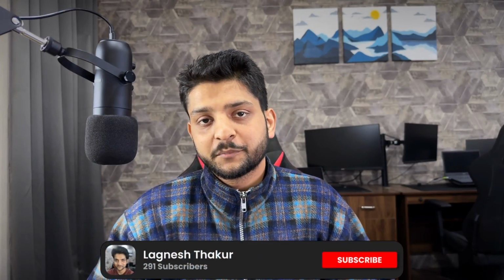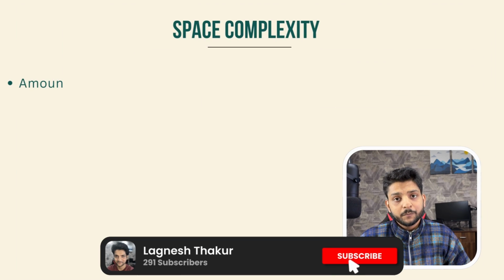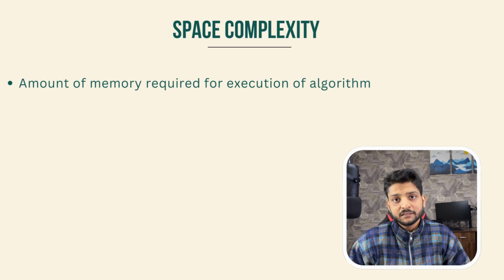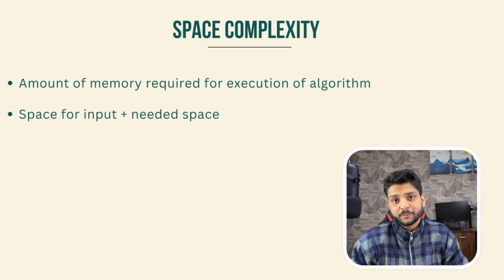Now let's talk about space complexity. Space complexity deals with the amount of memory required in a system for execution of the algorithm. It is the sum of the space required by the input as well as the extra space used inside the algorithm. Let's have a look at some examples and try to deduce the space complexity of those examples.